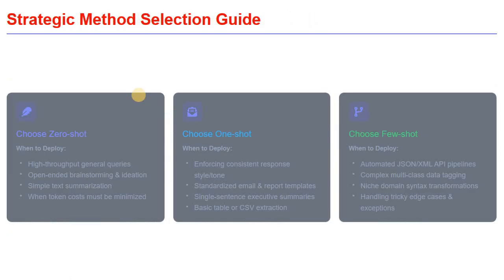Now let us discuss when to use each technique. Choose zero-shot for simple questions and summarization when speed is important. Use one-shot when you want the AI to follow a specific format or writing style. Select few-shot prompting for complex tasks such as classification, structured data extraction, coding, or situations involving multiple edge cases. Always remember, choosing the right prompting technique is as important as writing a good prompt.